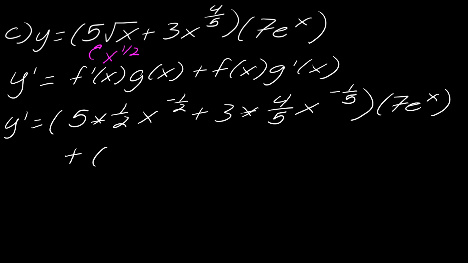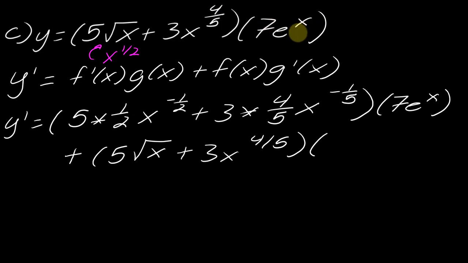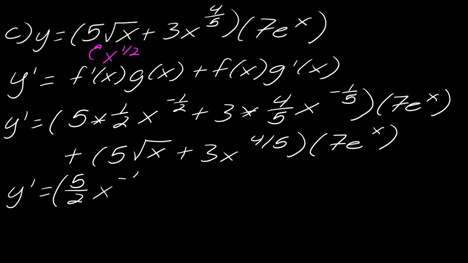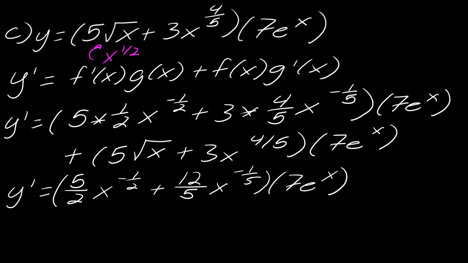And now I leave the first part of this function as is, like this, and I take the derivative of this 7e to the x. Well, the derivative of e to the x is just e to the x, so this is just going to stay 7e to the x. And so once again, there's a lot of other simplifying that you could do here. If I just wanted to at least multiply the constants together, I'd have 5 over 2 x to the negative 1/2 plus 12 over 5 x to the negative 1/5, and then 7e to the x.